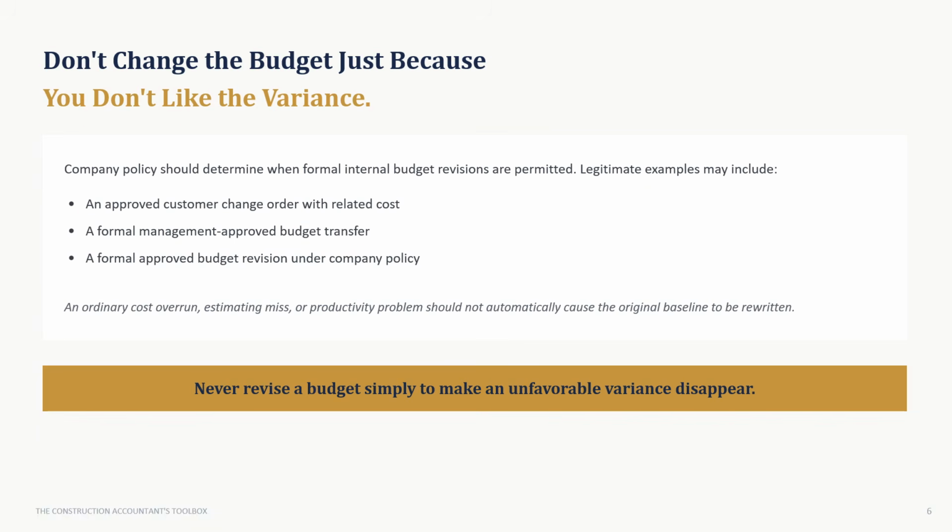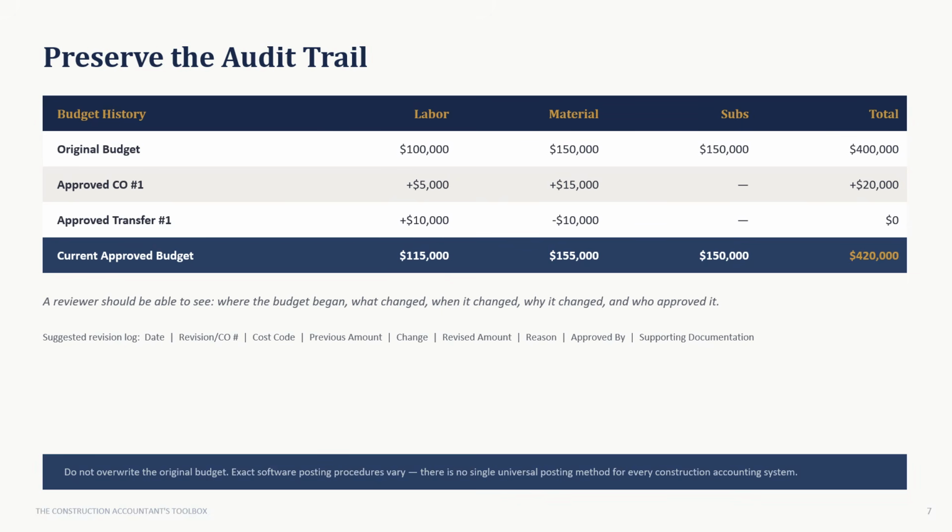So when should the job budget itself actually change? Not just because you don't like the variance. Company policy should determine when a formal internal budget revision is permitted. Legitimate examples might include an approved customer change order with related cost, a formal management-approved budget transfer, or a formally approved budget revision under company policy. An ordinary cost overrun, estimating miss, or productivity problem should not automatically cause the original baseline to be rewritten. Never revise a budget simply to make an unfavorable variance disappear.